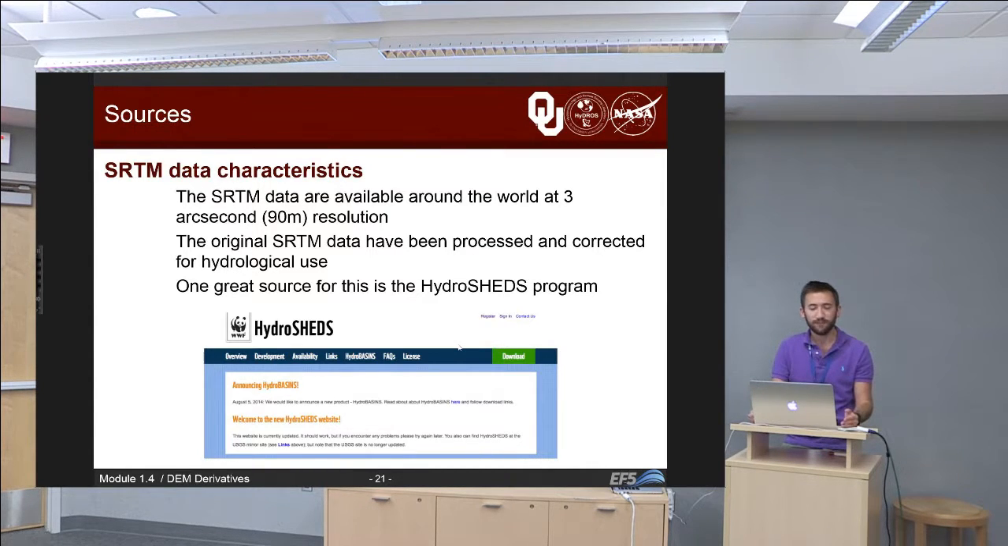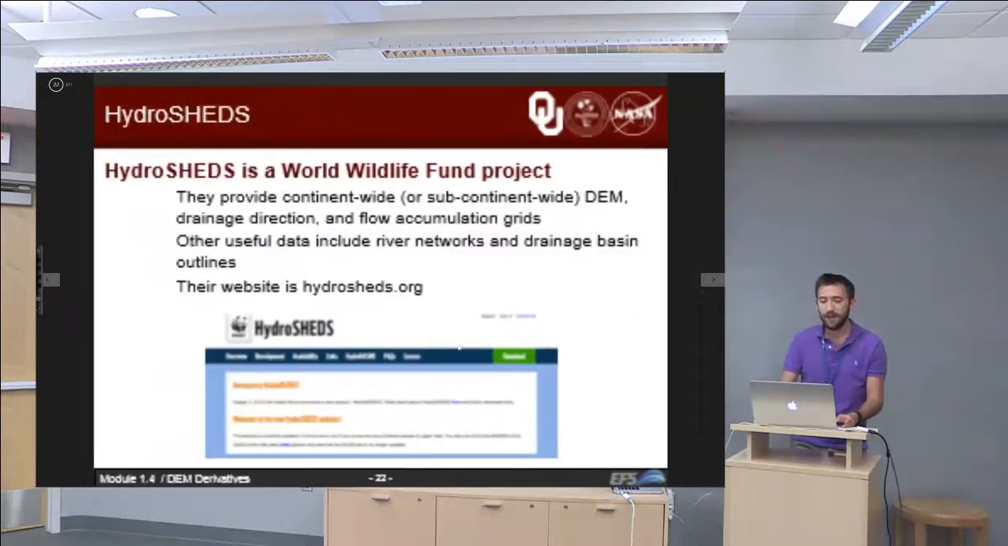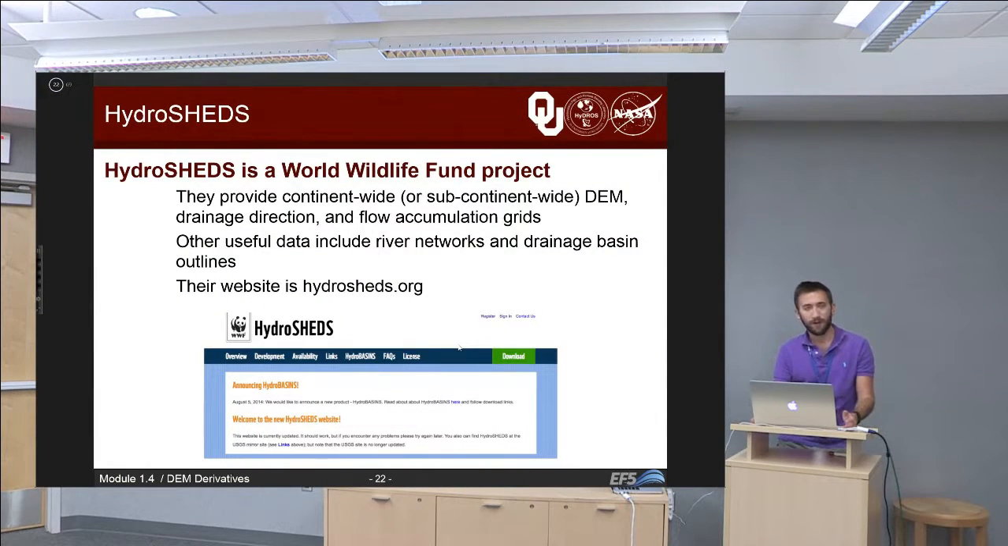The original SRTM data, also known as SRTM1, have been processed and corrected for hydrological use around most of the planet. One great source for this is the HydroSheds program. That's a screenshot of their website at the bottom of this slide. HydroSheds is funded by the World Wildlife Fund, or WWF for short, and they provide continent-wide or subcontinent-wide DEMs, drainage directions, and flow accumulation grids at specific resolutions. They also have river networks, drainage basin outlines, and some other useful hydrological information. Their website is hydrosheds.org. So again, it's all freely available. You're highly encouraged to go check it out.